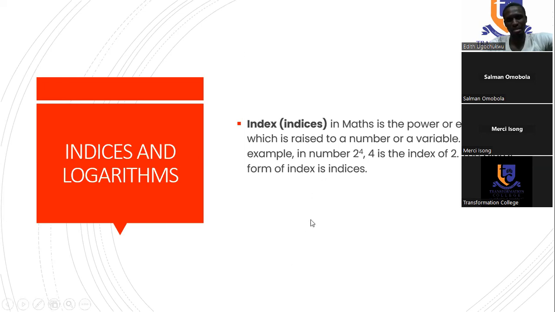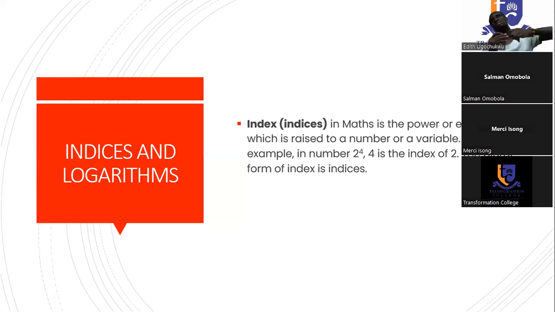What's it about indices? Now indices is actually the plural form of index. And index means exponents. So what you call raised to power. So if I say 2 raised to power, that's power. It's called what? Index or exponent. So indices is the plural form. 2 raised to power 4, that power 4 is the index, or you call it exponent.